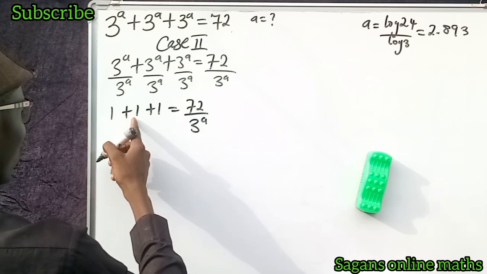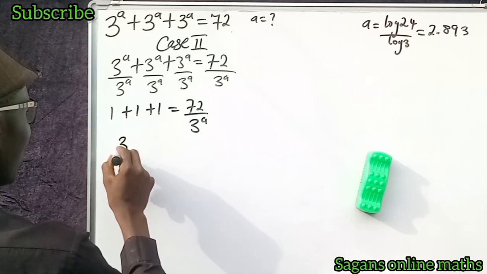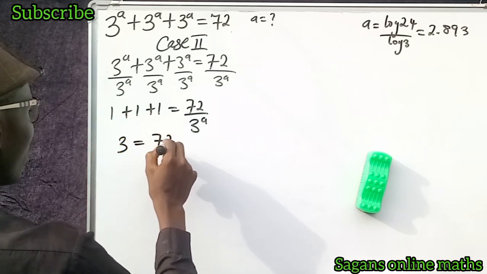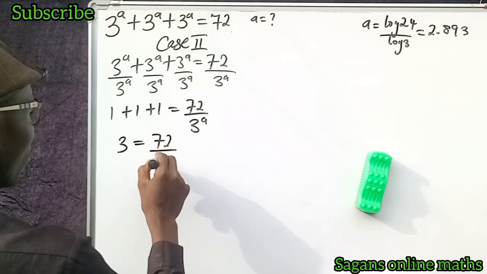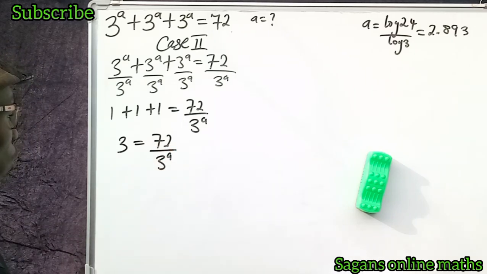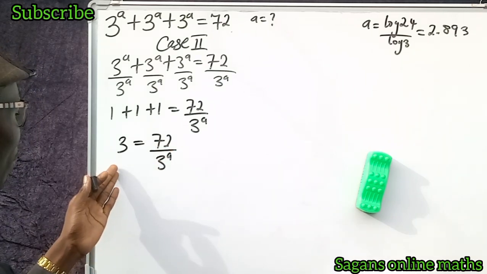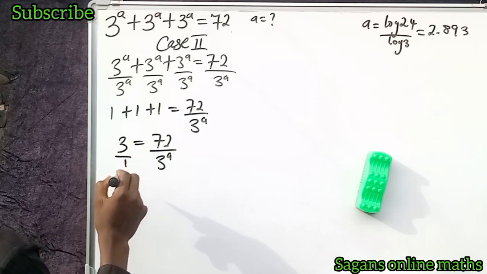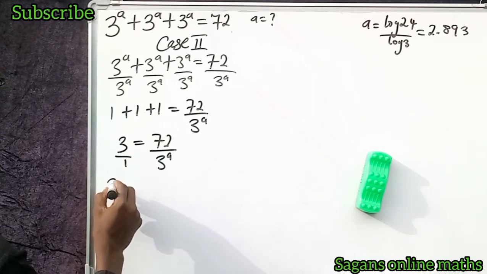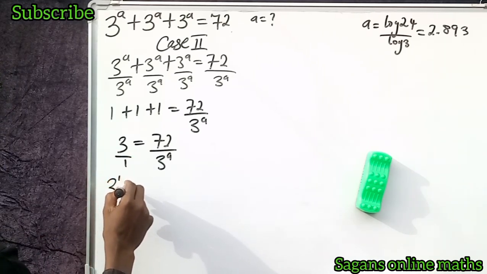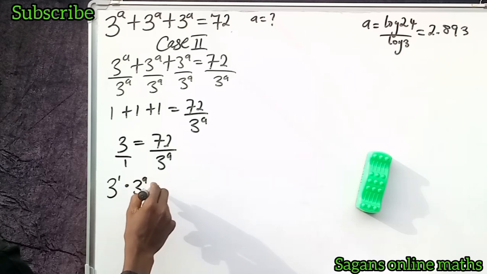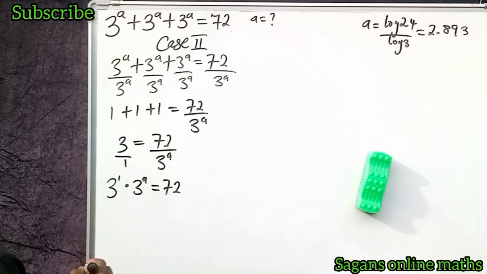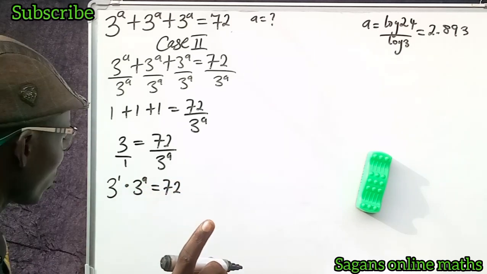1 plus 1 is 2. 2 plus 1 is 3, equals 72 divided by 3 to the power of a. Wow, this is amazing. Remember, the denominator of this 3 here is 1. By cross multiplying, we have that 3 to the power of 1 multiplied by 3 to the power of a is equal to 72.